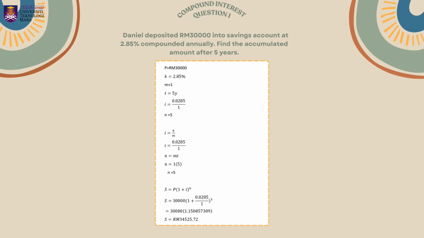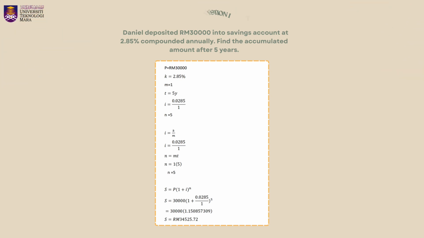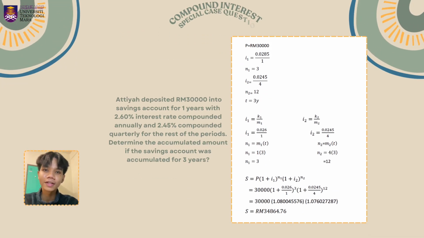Do not forget to close the bracket. Next, 30,000 in bracket 1.150857309 and close bracket, and then you will get S equal to 334525.72 ringgit. So let's move on to the next question, which is a special case.